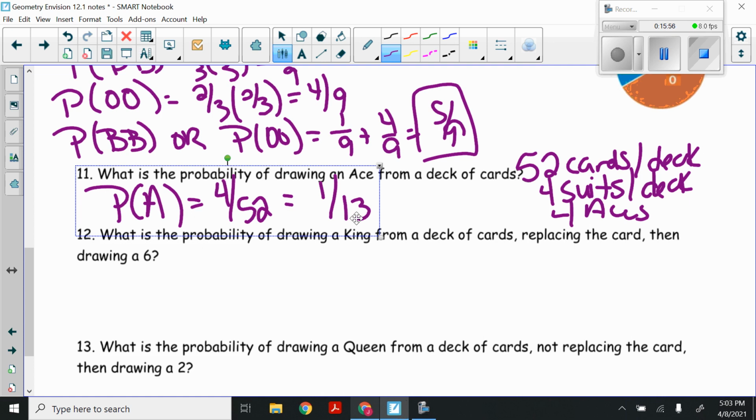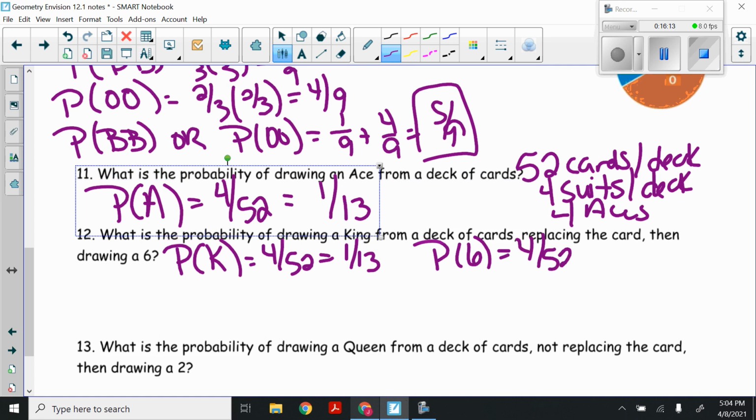All right, so now what's the probability of drawing a king? So the probability of getting a king, again, 4 out of 52, or 1/13. Replace the card, so we put it back, then draw a 6. Well, what's the probability of getting a 6? Again, 4 out of 52, or 1/13.